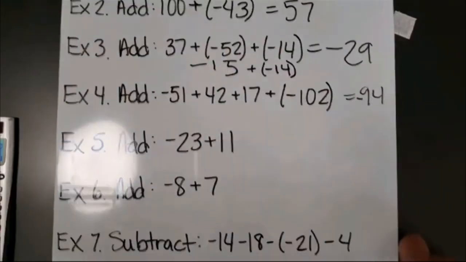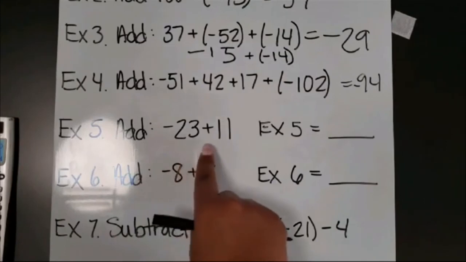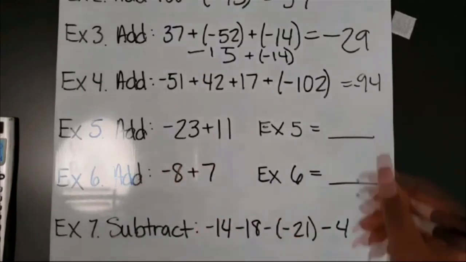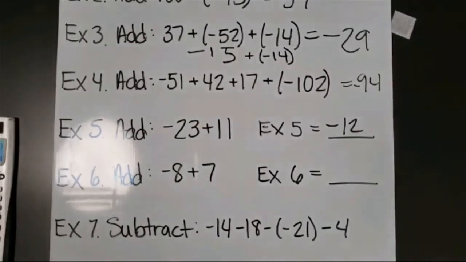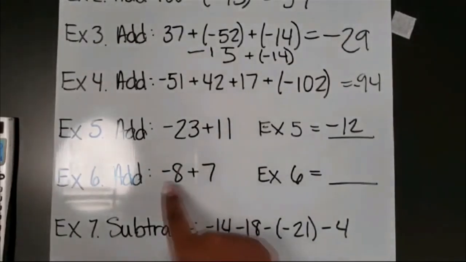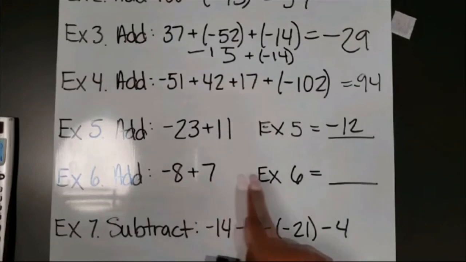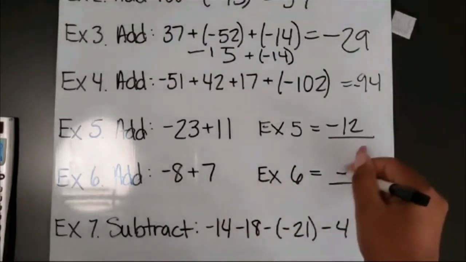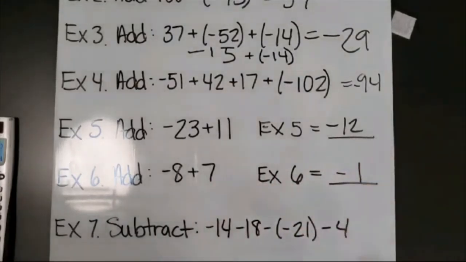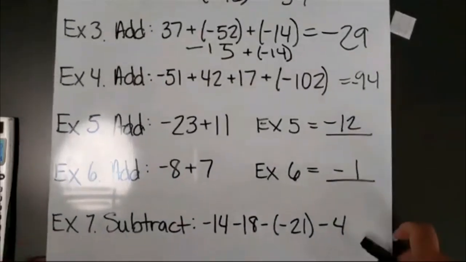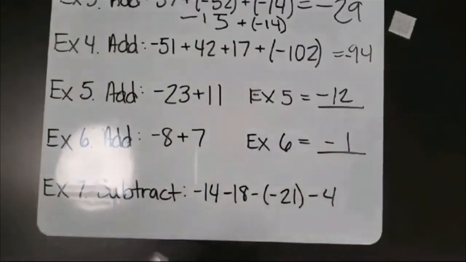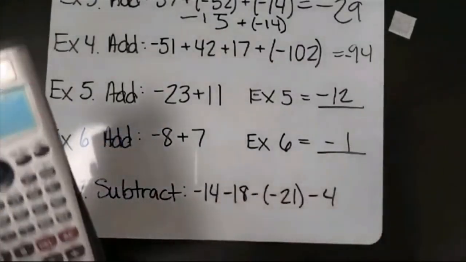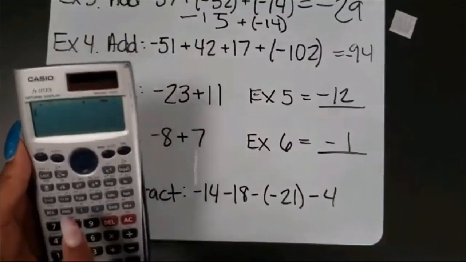Let's look at number 5. Negative 23 plus 11 is negative 12. And negative 8 plus 7 is negative 1. All right. And for this last one on this board, number 7, let's do it together. We have a lot to put in the calculator.